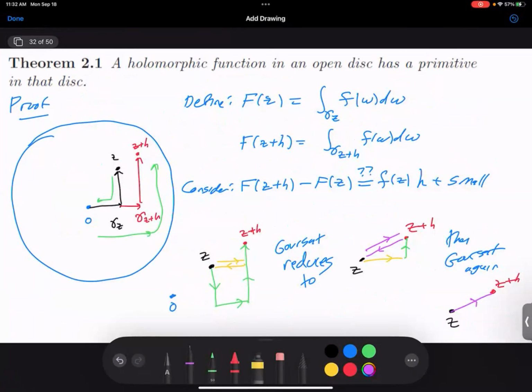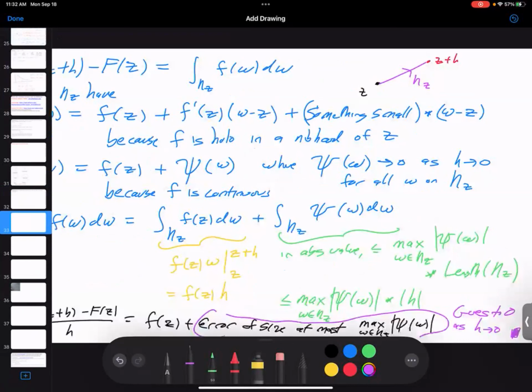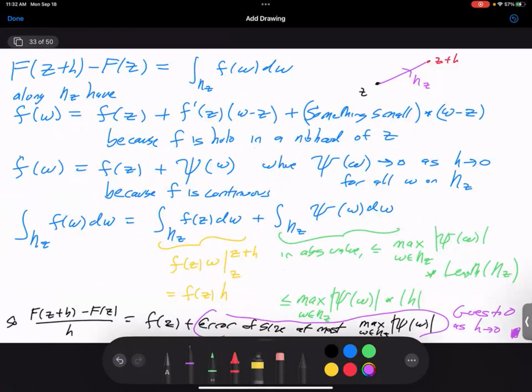Right? We've clearly used that the function is differentiable. But at this point over here in the proof, do we need to use the fact that f is holomorphic? No. It's nice that it's holomorphic, but all we need at this part of the proof is continuity.